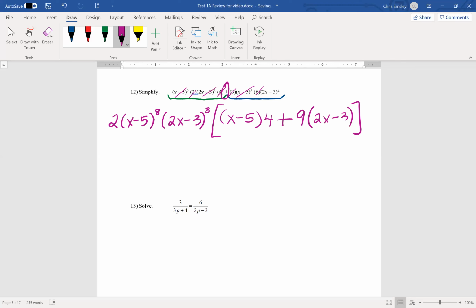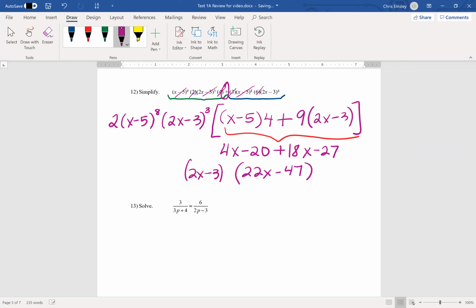Leave that GCF out front alone and just simplify what we have in the parentheses here. So we want to distribute the 4, and we want to distribute the 9, and then combine any like terms. 4x plus 18x would be 22x, and negative 20 minus 27 would be minus 47. And then make sure you still have that GCF out front. So there is our final factorization.